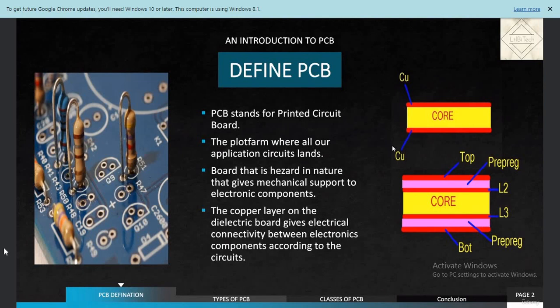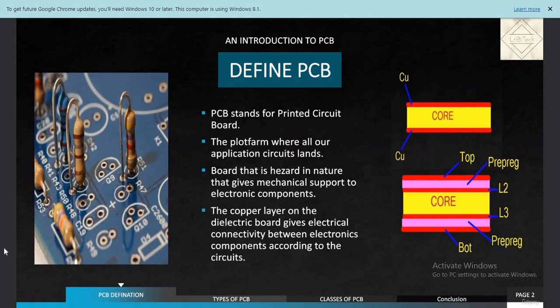Yes, so this is the definition. We can simply say that PCB stands for printed circuit board, and that PCB is a platform where all the application circuits land, and the board is hard in nature and gives mechanical support to the electronic components, and also it connects all the electronic components electrically according to our circuits. In simple words, you can say that a printed circuit board gives mechanical support to electronic components and also gives electrical connection between the electronic components according to our circuits. So this is about the definition of PCB.